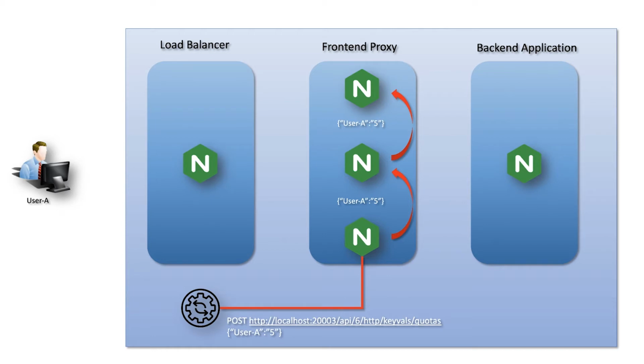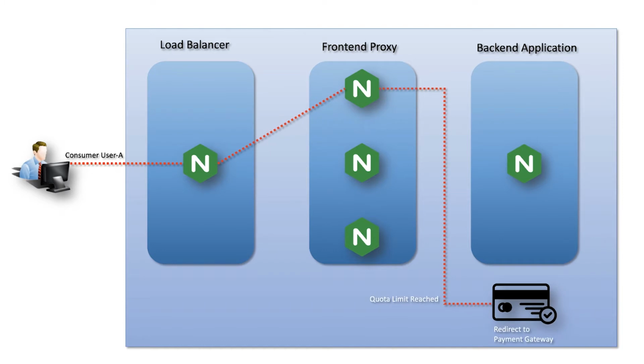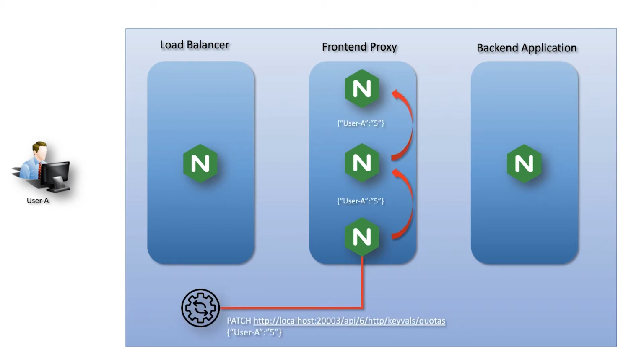Now, when user A starts making a request, the consumer header with the user A value is sent to the front-end proxy and is decremented with each request that is made. Once that quota has been hit, it will reach a negative value. And once that negative value is actually requested, this is where you could redirect them to a payment gateway or trigger another action to be taken. Once that action has been taken, to reset that value for that user, you would just need to send a patch request for that user and add the additional requests available for that user.